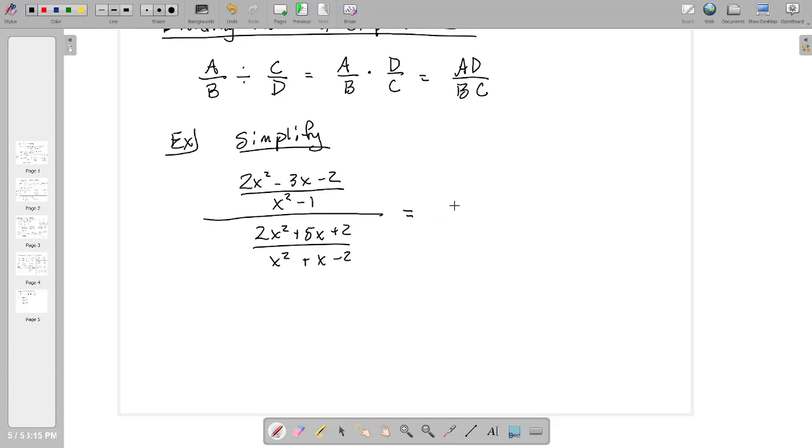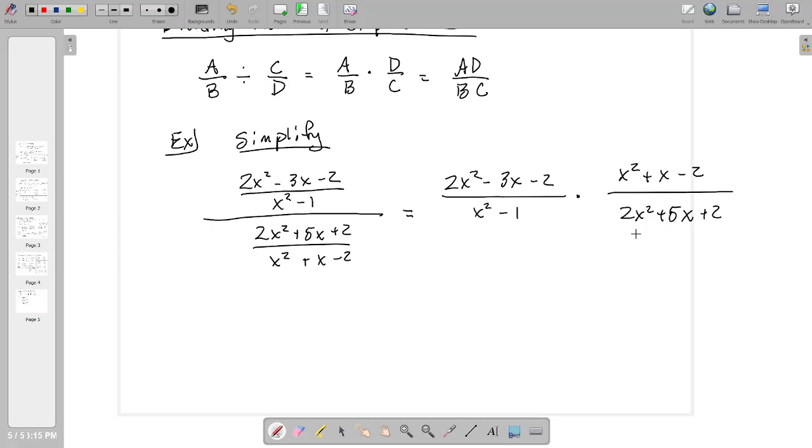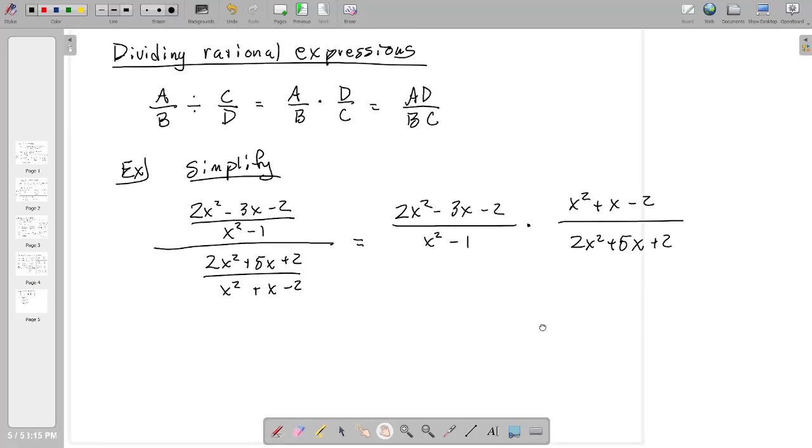This is the same thing as saying 2x squared minus 3x minus 2 divided by x squared minus 1, times the reciprocal of the denominator. So x squared plus x minus 2 divided by 2x squared plus 5x plus 2, like this. And now we're going to look for the factorization of these terms.